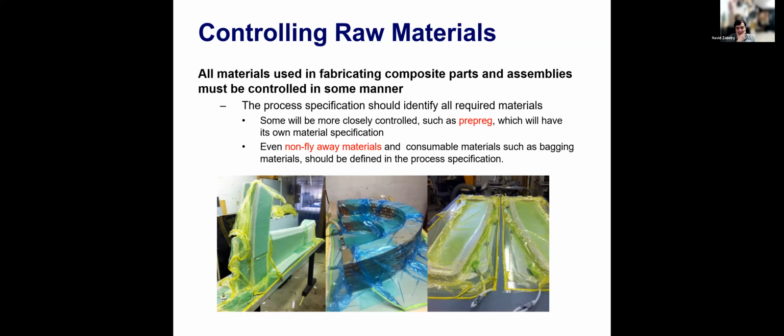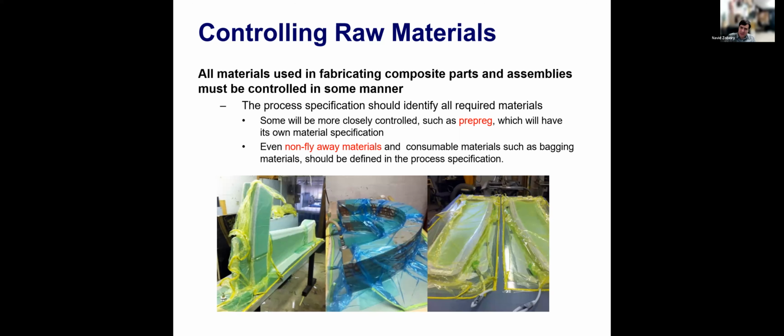When you are doing processing of composites, you end up using a lot of consumables. So here are some examples. You're making parts, you're placing prepregs onto a tool, and then you vacuum bag the entire process. And you see the vacuum bag and you see the yellow tacky tape that is used to create a vacuum envelope. So these are consumables, and we call them non-flyaway materials. Every time you're manufacturing a part, you have to use these consumables, and then you throw them away.